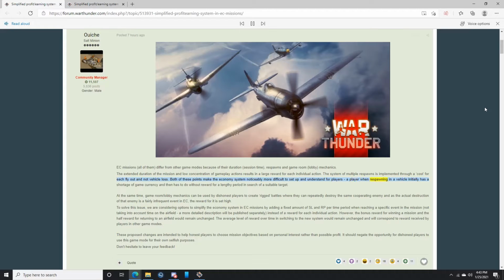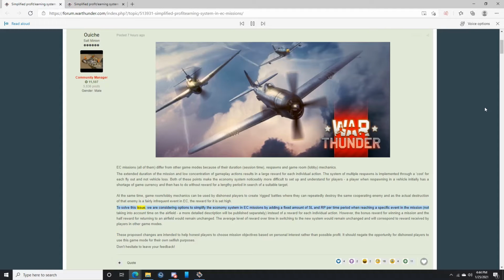A player, when respawning in a vehicle, initially has a shortage of game currency, and then has to do without reward for a lengthy period in search of a suitable target. At the same time, game room/lobby mechanics can be used by dishonest players to create rigged battles, where they can repeatedly destroy the same cooperating enemy, and as the actual destruction of that enemy is a fairly infrequent event in EC, the reward for it is set high.